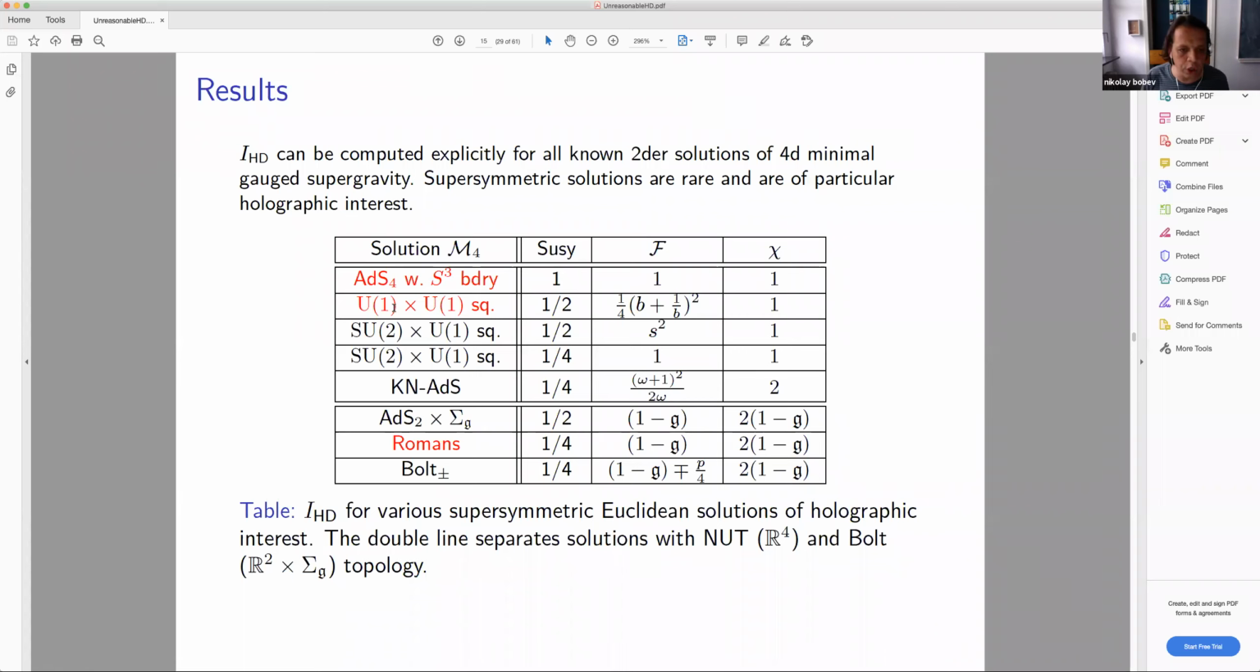Okay. The solutions in red, I'm going to study further now. I'm going to show them to you. Just to point out that when I take this solution in the second line and I put B to 1, I recover empty AdS. So this squashed sphere is smoothly connected to AdS4.